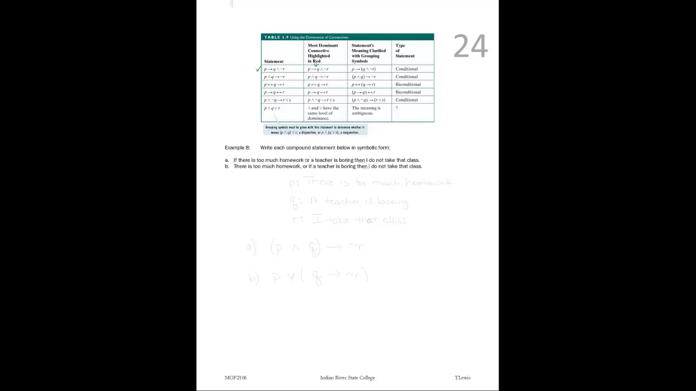Example 8 says write each compound statement below in symbolic form. Part A says, if there is too much homework or a teacher is boring, then I do not take that class. Part B, there is too much homework, or if a teacher is boring, then I do not take that class. So first things first, we're going to identify each statement with a variable.